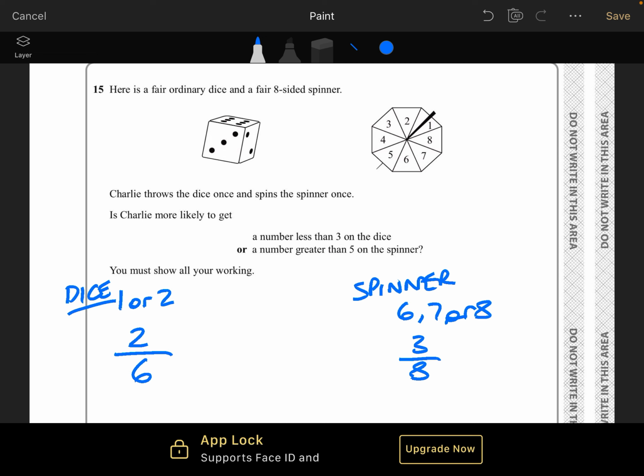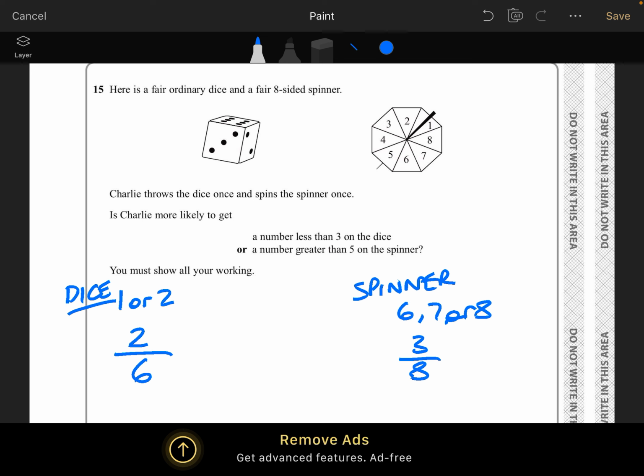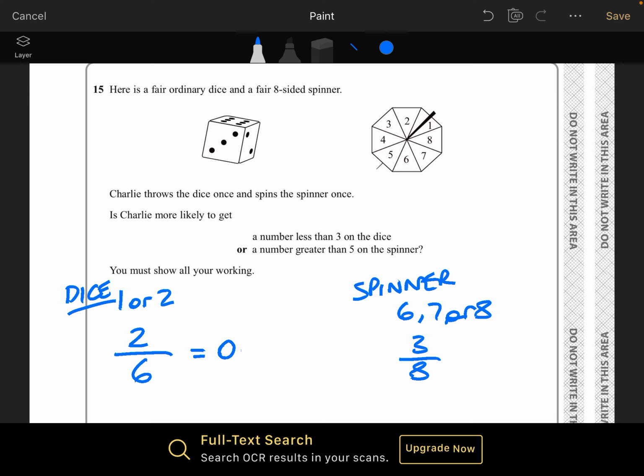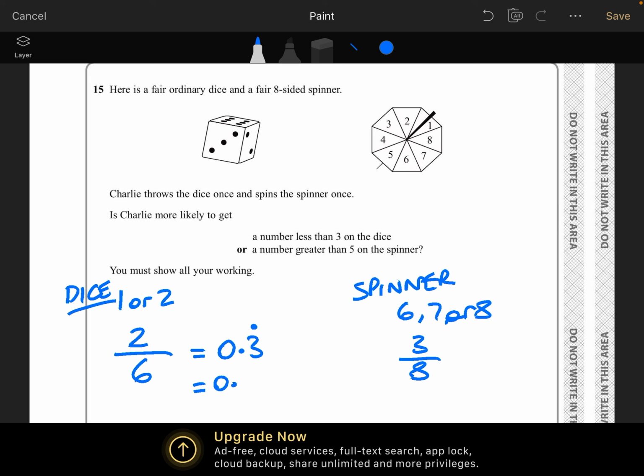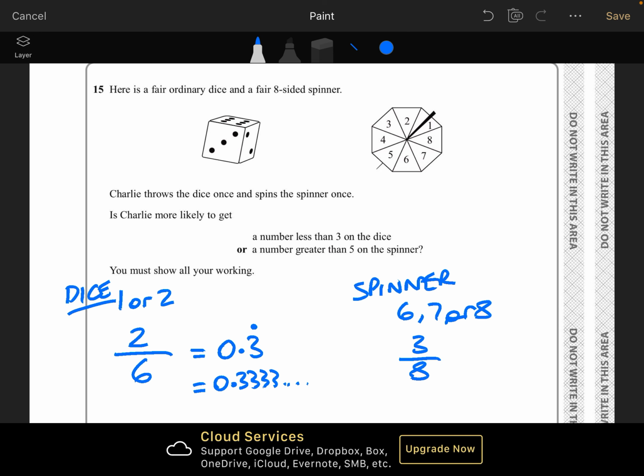Now it's difficult to compare those straight away, so what I'm going to do is put my fraction into my calculator. So 2 over 6 in my calculator, press equals, and then if you press the SD button, you will get, and be really careful about this, it will say 0.3 with a little dot above it. That means 0.3333, so 0.3 recurring. Okay, and that's important.